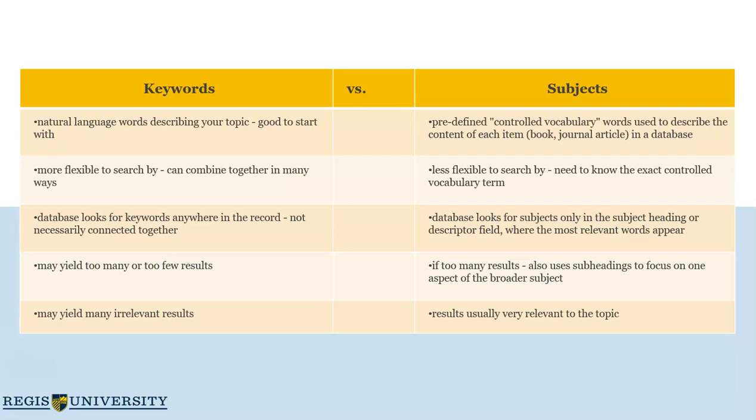Often when using keywords, you might get a lot of results because they're more broad, whereas subject headings will give you a more focused and narrower search. Also, keywords might yield many irrelevant results because some words mean the same thing as another word that we're not intending, whereas the subject headings are usually very relevant because they're used as a descriptor in the database.